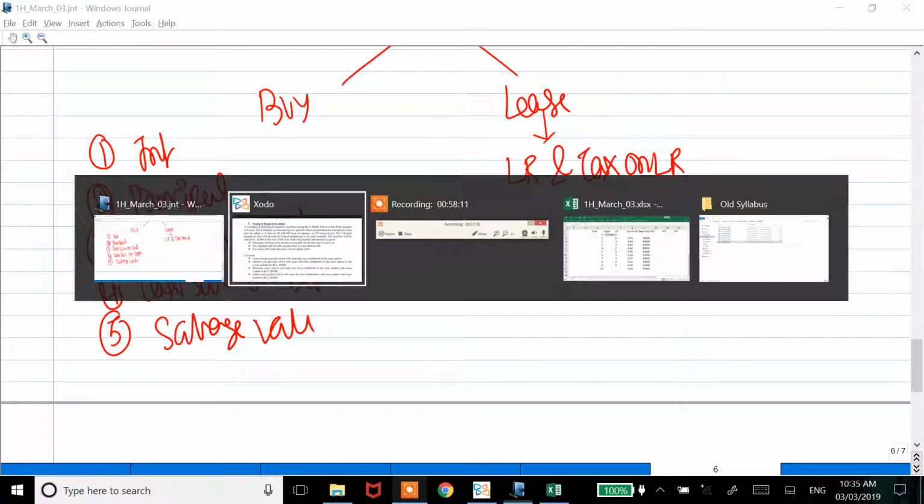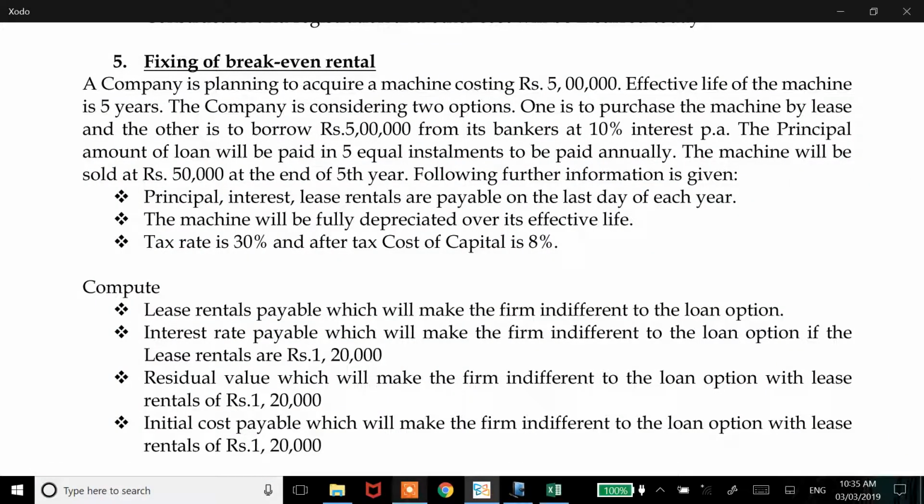Now the question says that I want an asset worth 5 lakh rupees. I can go for lease, and the other option is I can go for borrowing. If I go for borrowing, the borrowing amount is 5 lakh and it's payable at the rate of 10% per annum. Principal amount will be paid in 5 equal installments to be paid annually.